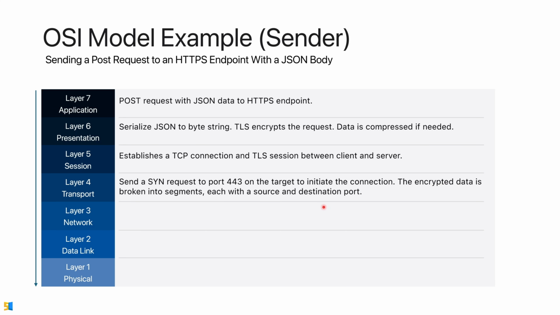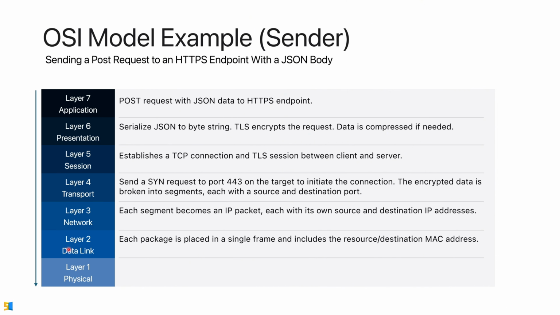The encrypted data is broken into segments, each with a source and destination port. So the data that is serialized and encrypted here will be broken up into multiple segments, and each segment will be stamped with a source and destination port. The destination port here is 443, and the source is the port used by the application. And in the network layer, each segment becomes an IP packet. Each IP packet will have its own source and destination IP addresses.